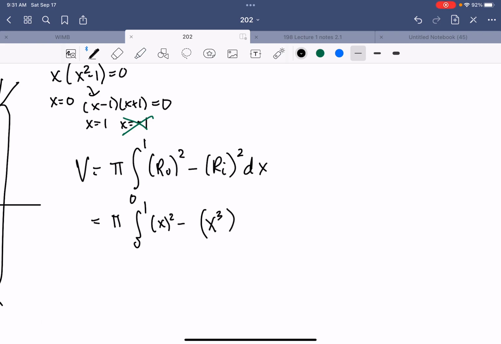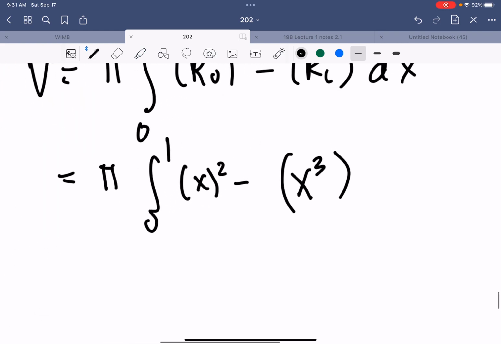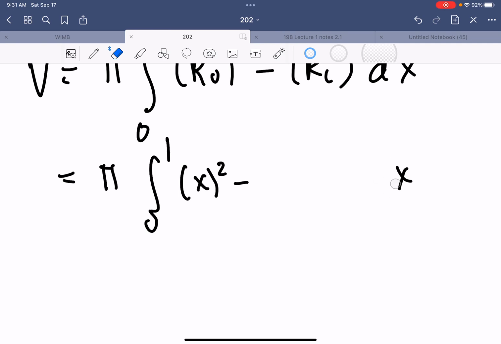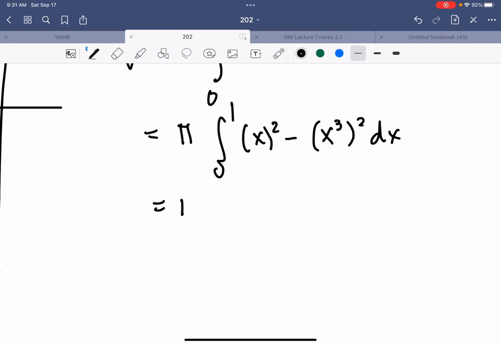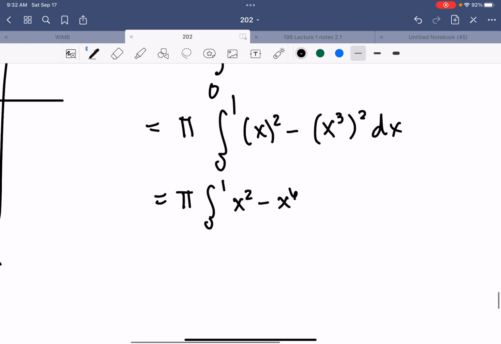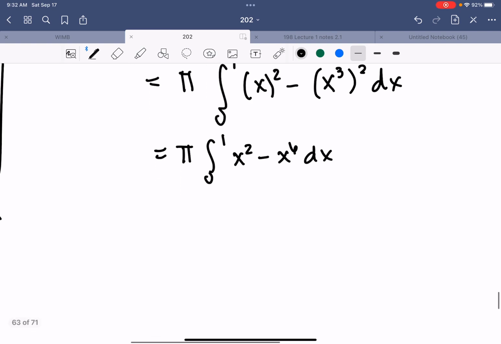Don't forget to square it. dx. Sorry, it doesn't match. It's going to bother me. So x cubed squared. Okay. From here, we're going to go ahead and evaluate our integral. So let's simplify first. Integral from 0 to 1. This is x squared. Don't forget that when you're taking powers to powers, you multiply. So this is x to the 6th dx.